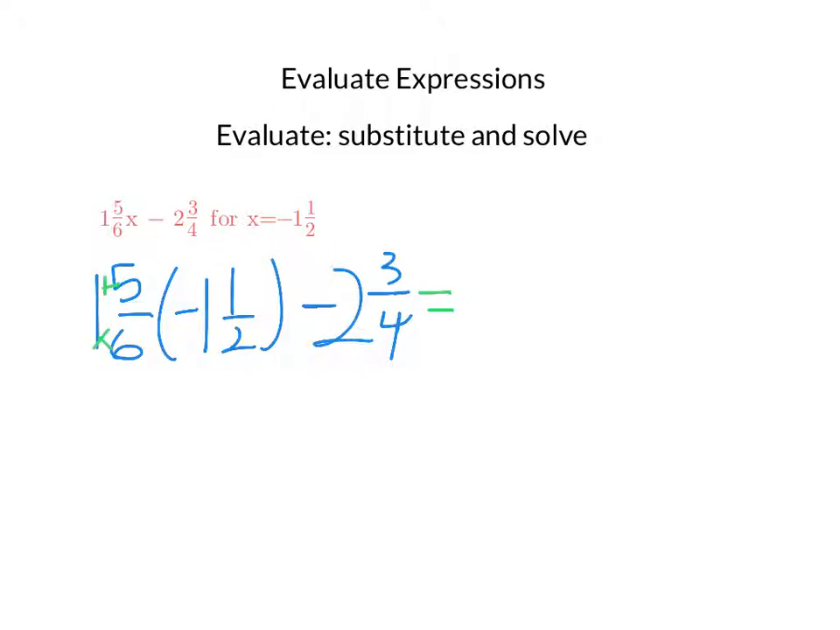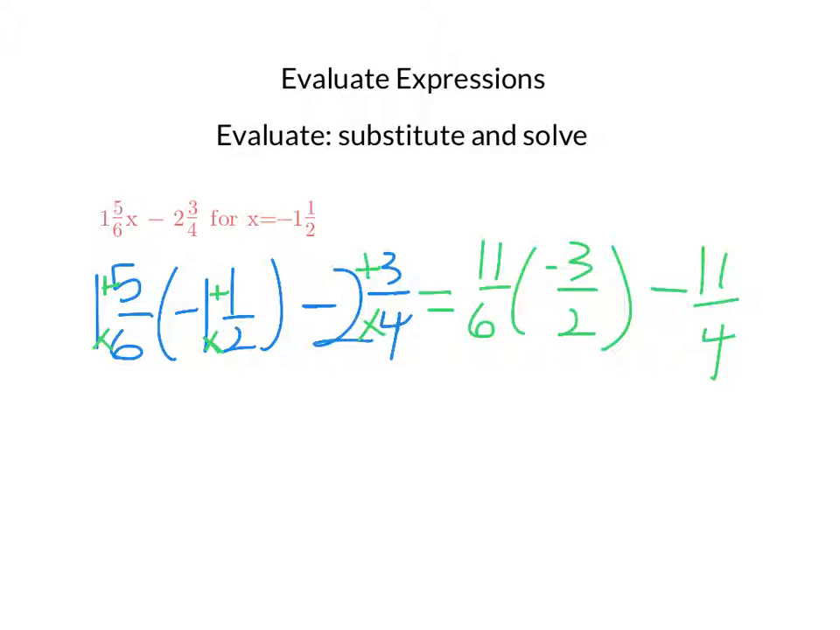So 1 5/6. So we do 6 times 1 plus 5. That's how we turn a mixed number into an improper fraction. So 6 times 1 is 6, plus 5 is 11 over 6. Times negative, and I always put the negative in the numerator, 2 times 1 plus 1. So negative 3/2, minus, again, 4 times 2 plus 3. So that's 11/4.